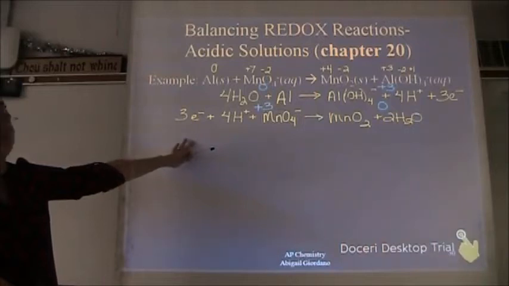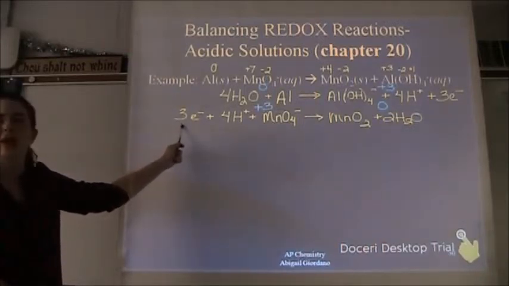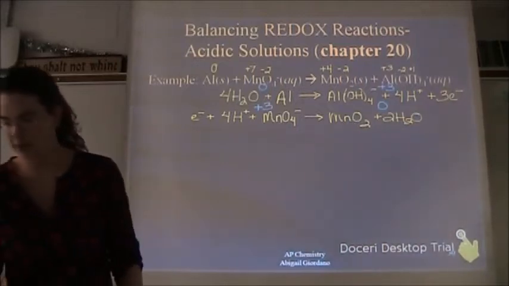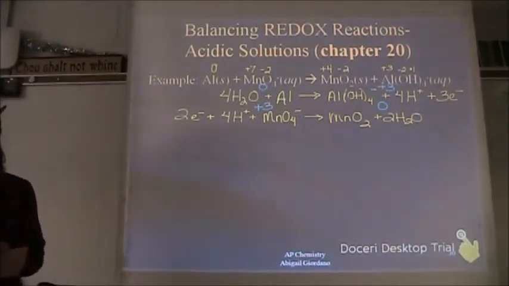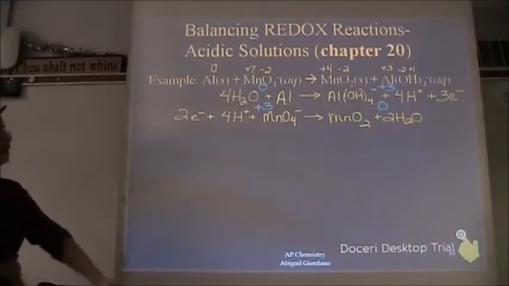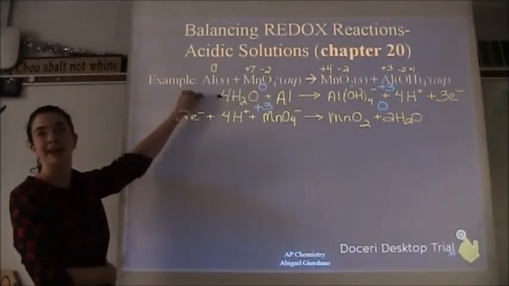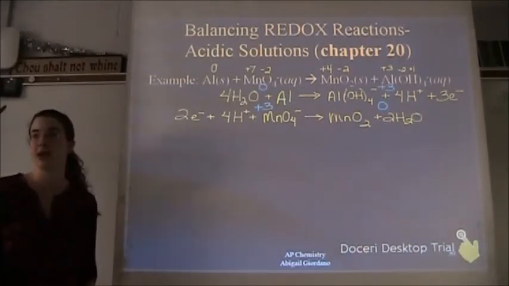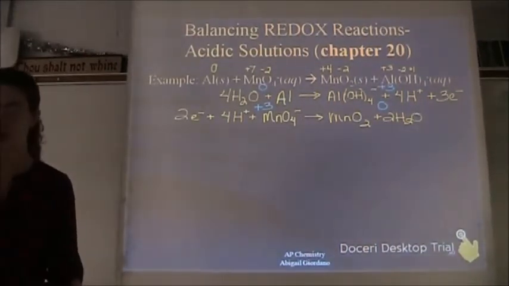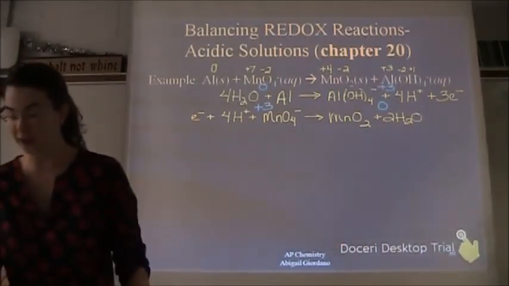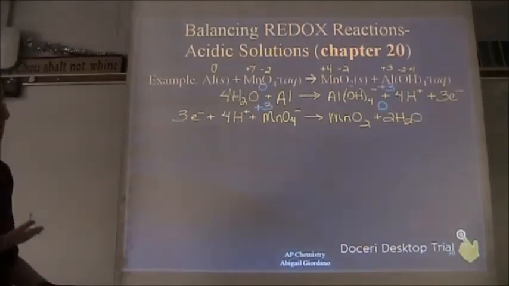Let me ask you this. What if that wasn't a 3? What if it was a 2? Yep. What would you multiply the top by? 2. And the bottom one? 3. Right. Multiply by 2, multiply by 3. So sometimes this can get kind of gross. Okay? That's why I said leave yourself a lot of room on the paper. Okay?